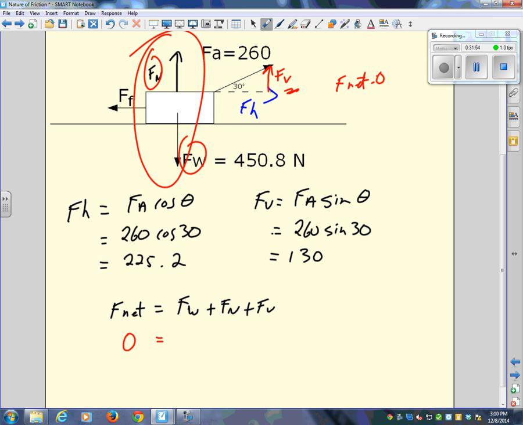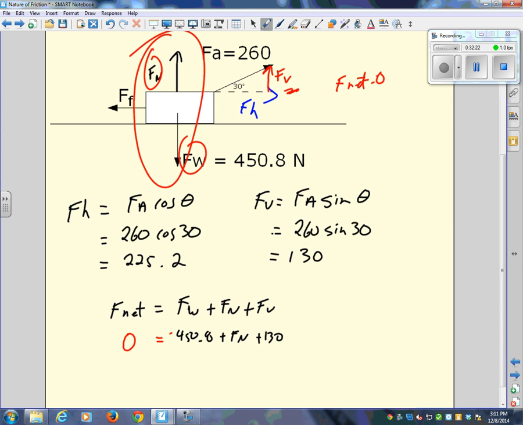The weight force, 450.8. The normal force we solve for, and the vertical component. Now, I made a mistake. What was that small little mistake that I just made? No idea? That's got to be negative. Right? It's down. Does it matter here? You betcha it does. The vertical component, plus 130.